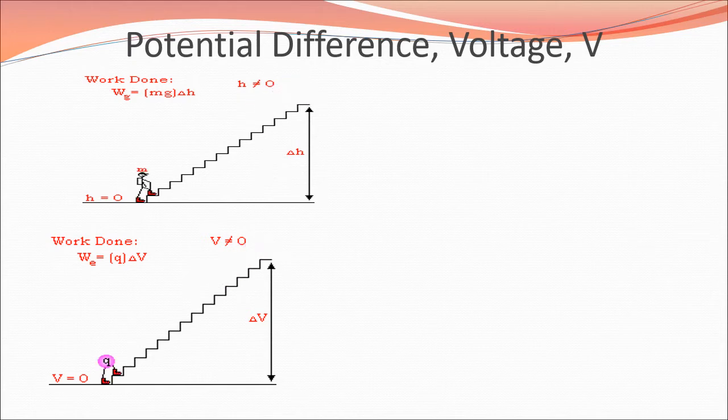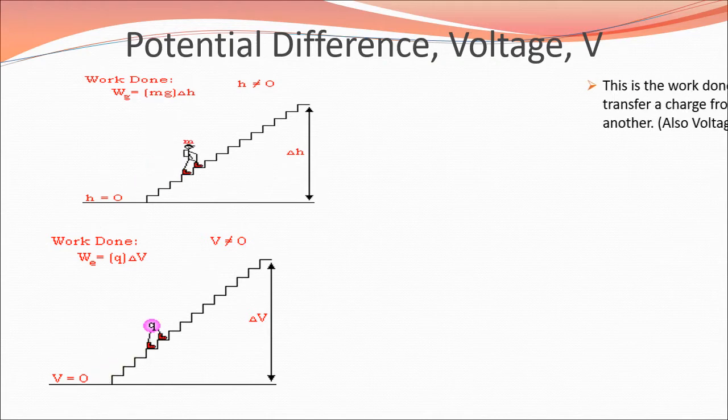We initially start off with our little electron having no electric potential energy, but by moving it against some electric field, we can increase its potential energy by doing work on it. So the work done on our little charge Q is equal to the charge times the change in the voltage that we are undergoing.